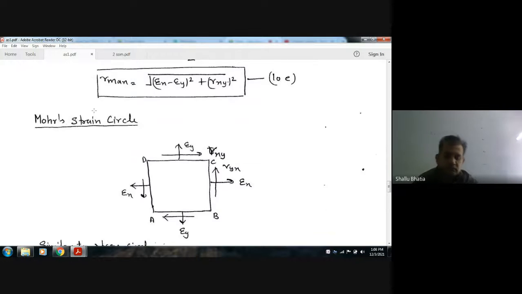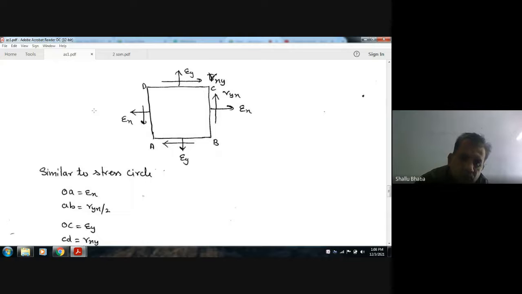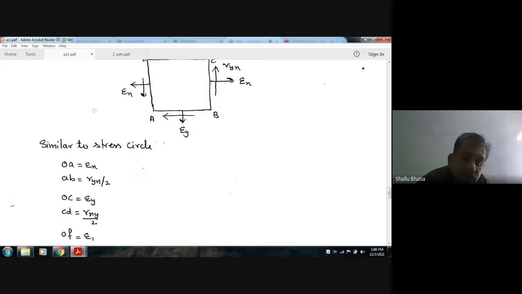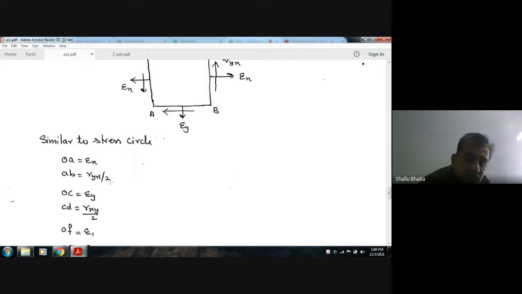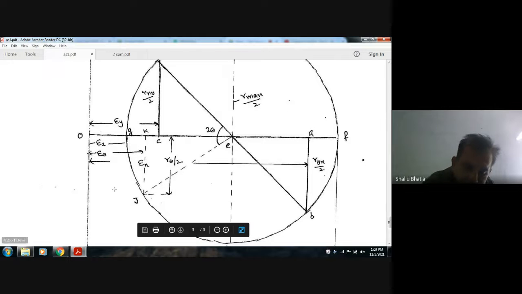So next is Mohr strain. The Mohr strain circle is similar to the Mohr stress circle, but here tau is replaced by gamma xy by 2. The vertical component will be gamma yx by 2 or gamma xy by 2, whereas in the Mohr stress circle the vertical component was tau xy or tau yx. So this is the Mohr strain circle.